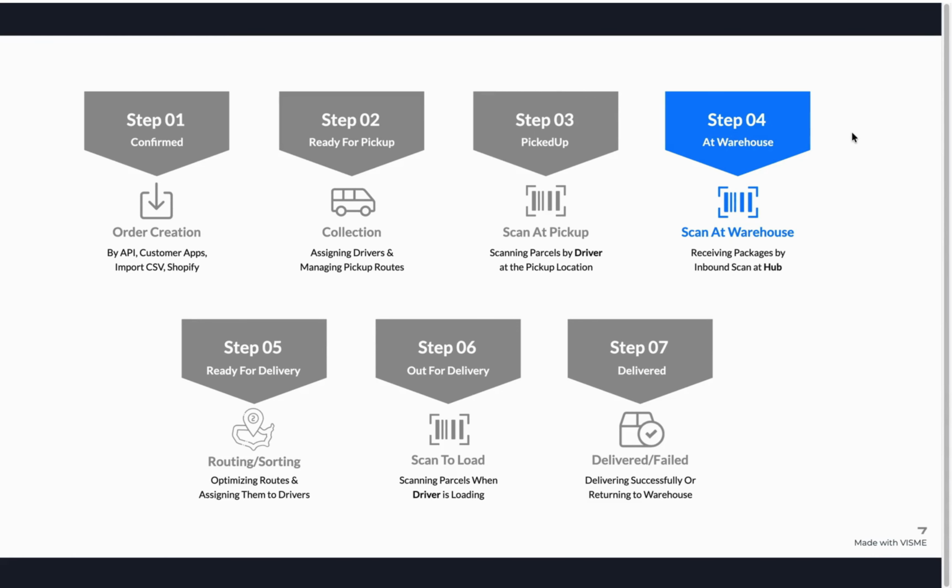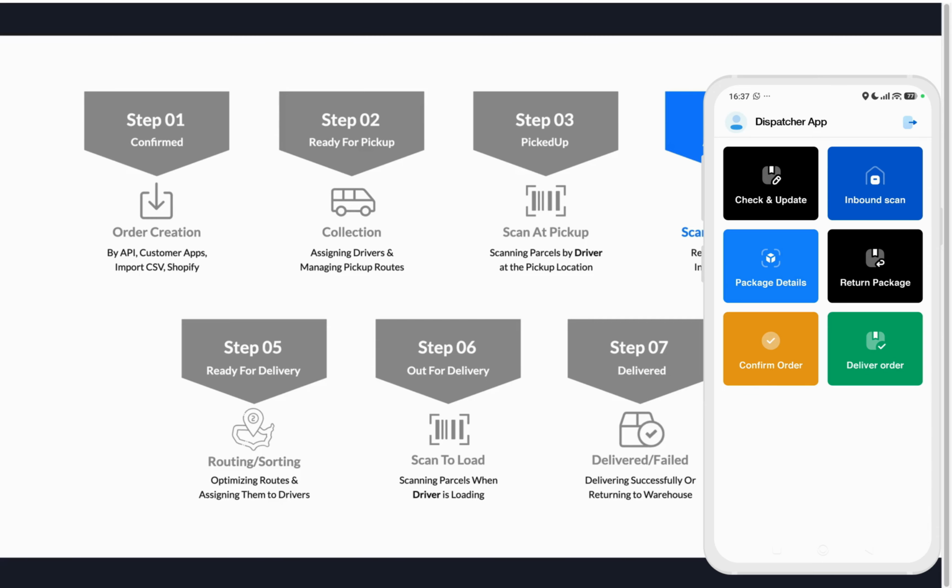Well, we are at step number 4, when the driver brings packages into the warehouse, and the operation team at the warehouse is going to receive packages by scanning from the driver, and the responsibility is moved from driver to the operation team. We want to make sure that the same number of orders that the driver has picked up is being moved to the warehouse. So you can see the scanner application on my mobile device, and there are some options here.